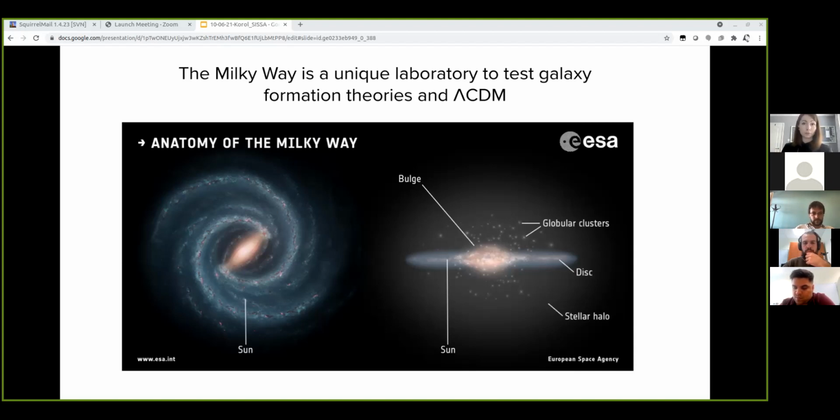And the galactic astronomers address this problem by defining discrete components of our galaxy, like the bulge that you can see in this cartoon, the disk, and then the halo, and by defining their structural parameters, like their masses and scale radii. So by measuring these parameters, we can place our galaxy in a broader context with other observed galaxies, and we can compare it with numerical simulations, for instance, to test our galaxy formation theories and the lambda CDM model.